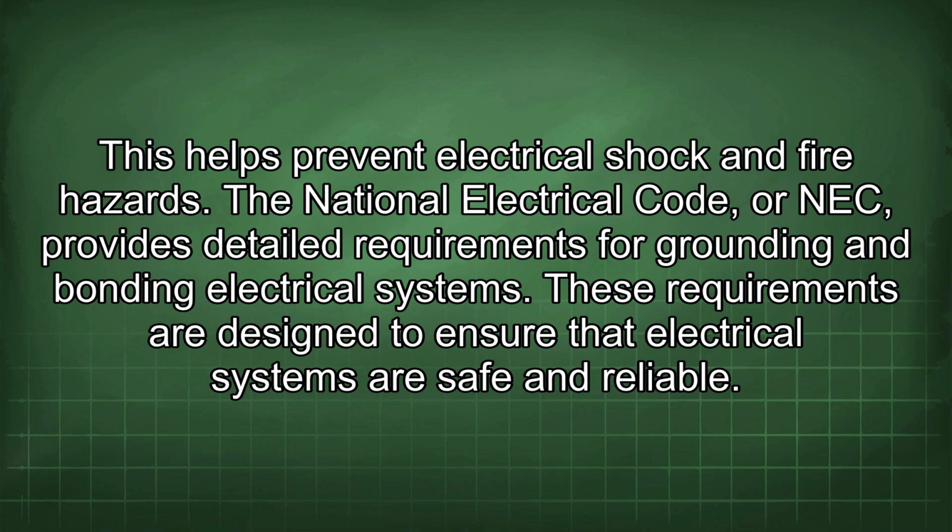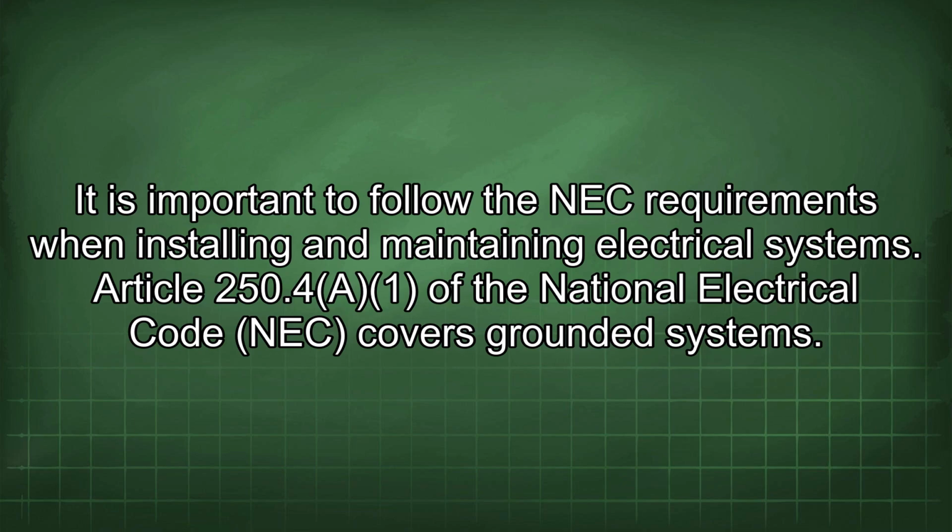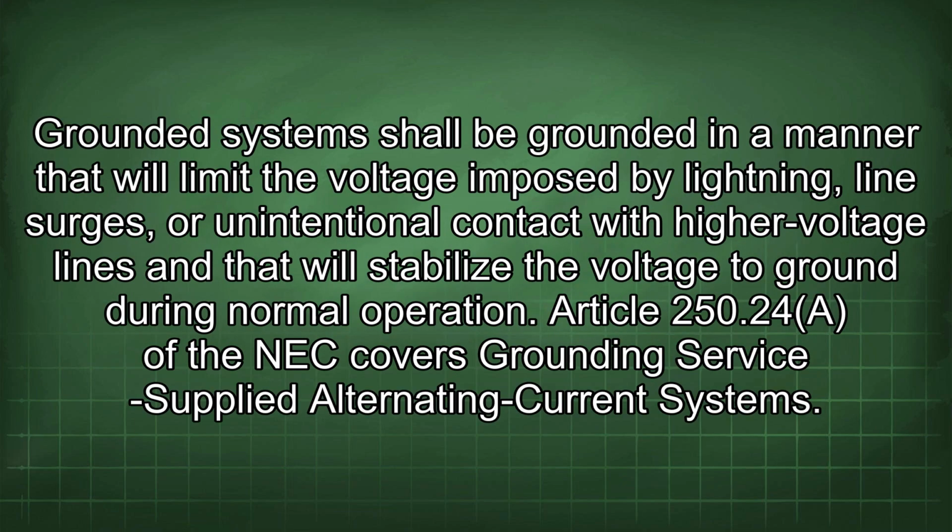The National Electrical Code, or NEC, provides detailed requirements for grounding and bonding electrical systems. These requirements are designed to ensure that electrical systems are safe and reliable. It is important to follow the NEC requirements when installing and maintaining electrical systems. Article 250.4(A) of the National Electrical Code (NEC) covers grounded systems. Grounded systems shall be grounded in a manner that will limit the voltage imposed by lightning, line surges, or unintentional contact with higher voltage lines, and that will stabilize the voltage to ground during normal operation.